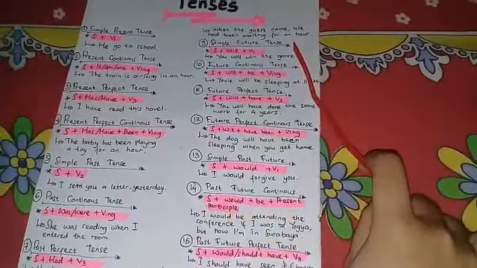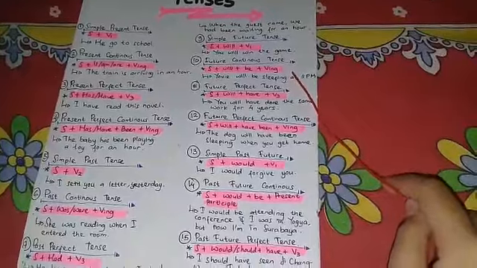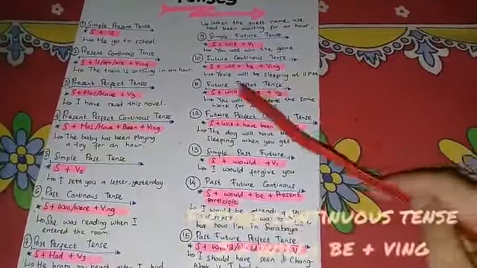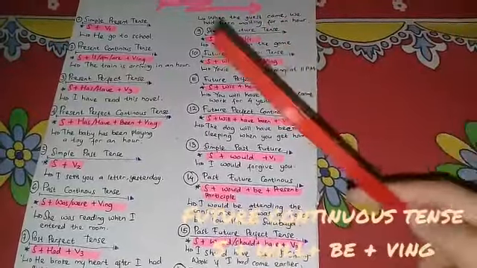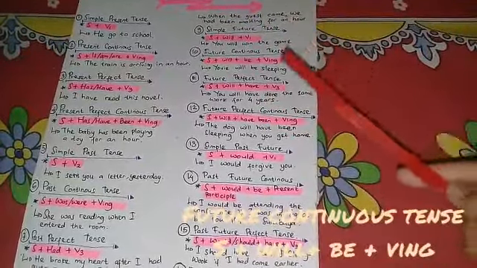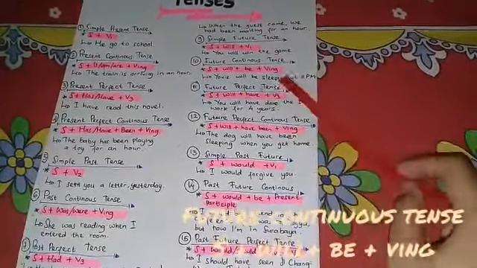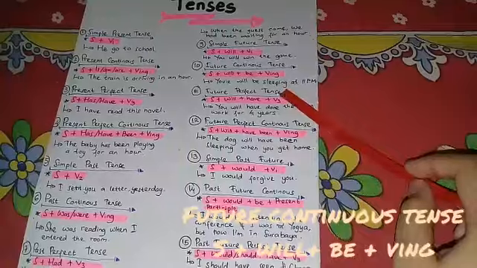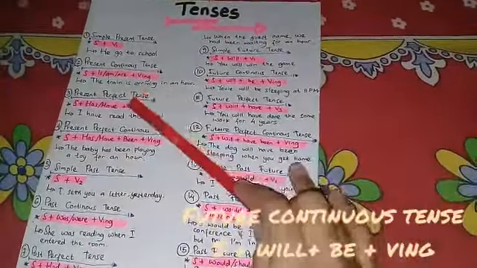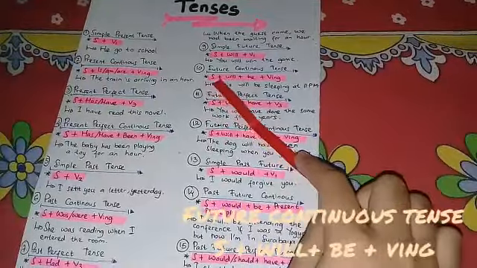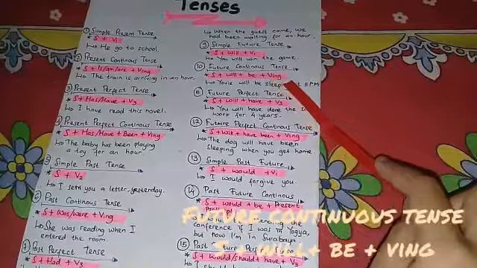Okay. Number 10, future continuous tense. Future continuous tense is used to indicate an action or situation that will occur at a certain time in the future. Let's look at the example. Yofi will be sleeping at 11 p.m. As you can see there, the structure is subject plus will plus be plus verb-ing.